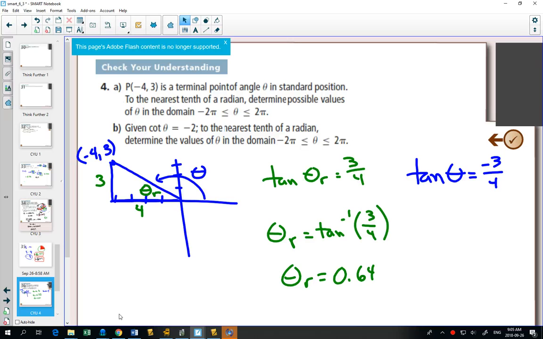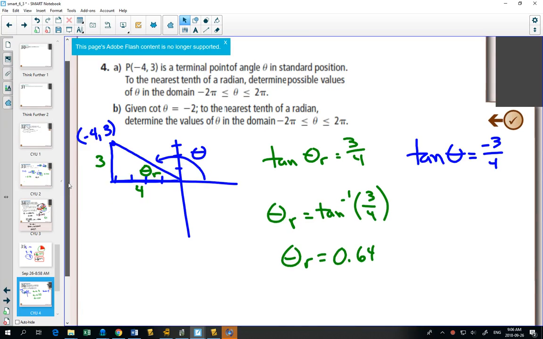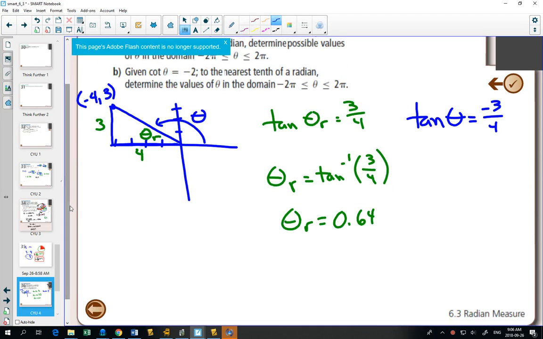So you're going to have to often ask yourself at the beginning, how do I do this in degrees? And now, can I do that same idea in radians? To find theta, I can't do 180 minus the reference angle because that's in degrees. To find theta, I'm going to do pi, because pi radians is equal to 180 degrees, minus my reference angle.